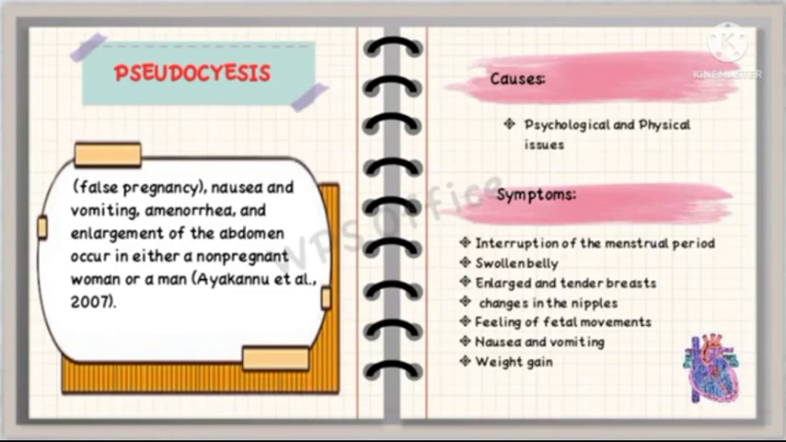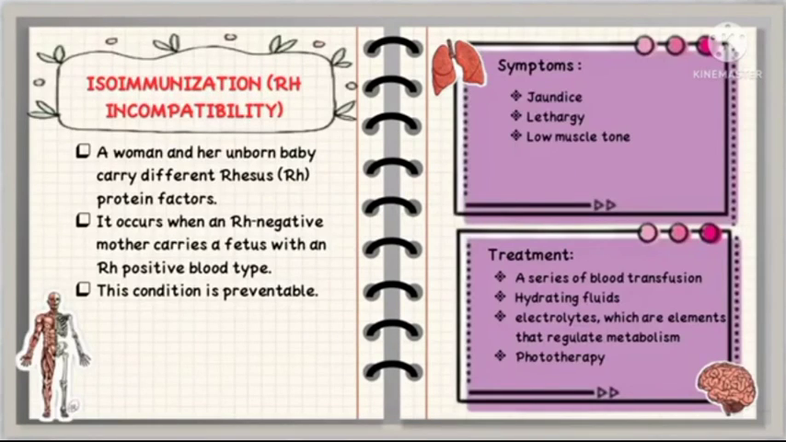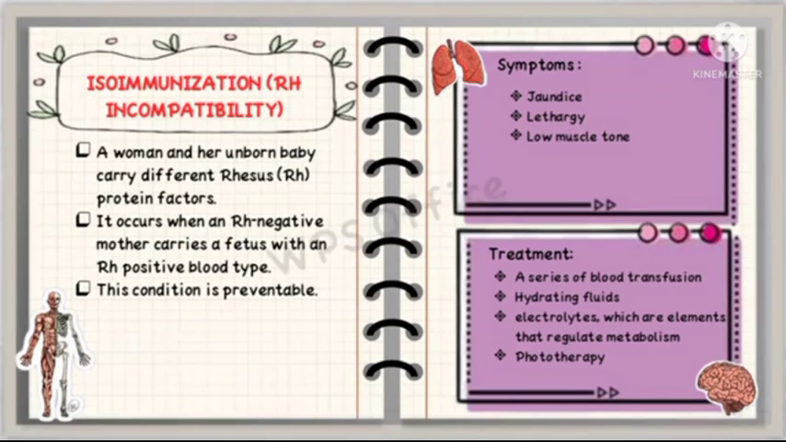In treating false pregnancy, the doctors must provide psychological support, including therapy, to help the patient with pseudocyesis recover from their disappointment. The next complication is isoimmunization or Rh incompatibility, in which a woman and her unborn baby carry different rhesus or Rh protein factors. It occurs when an Rh negative mother carries a fetus with an Rh positive blood type, and this condition is preventable.